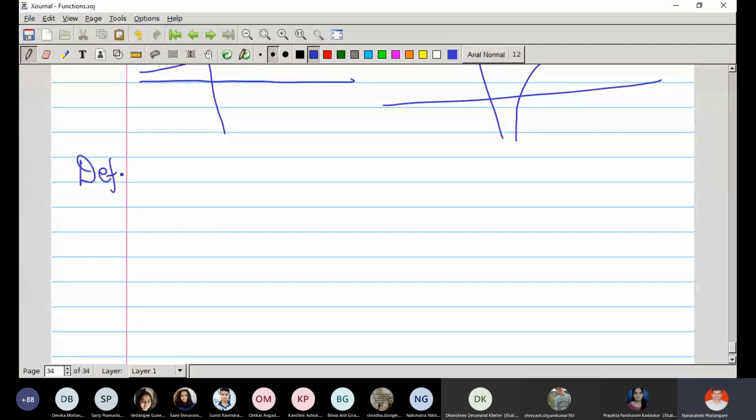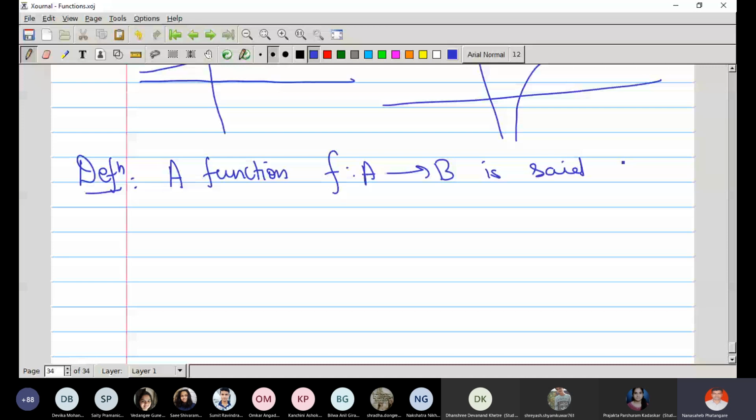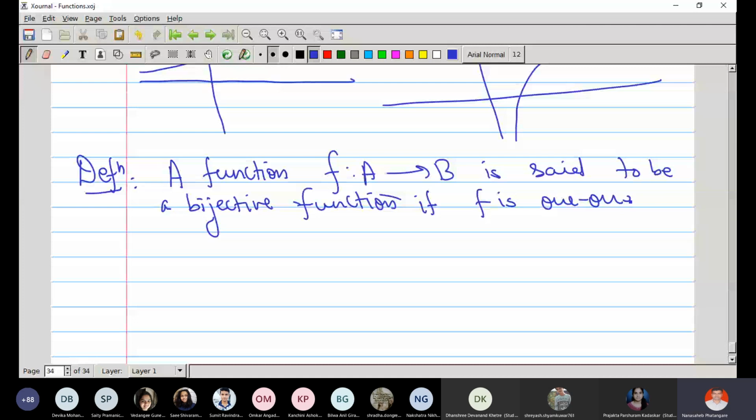Now a function f defined from A to B is said to be bijective if f is one-one and onto. So if a function is one-one as well as onto, then such a function is called a bijective function.